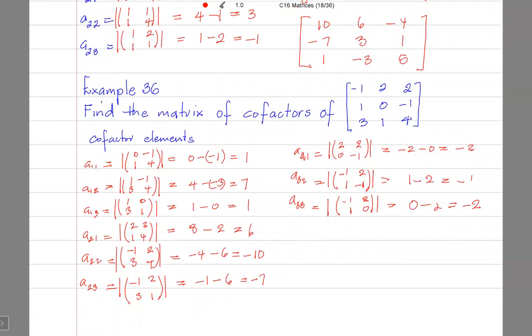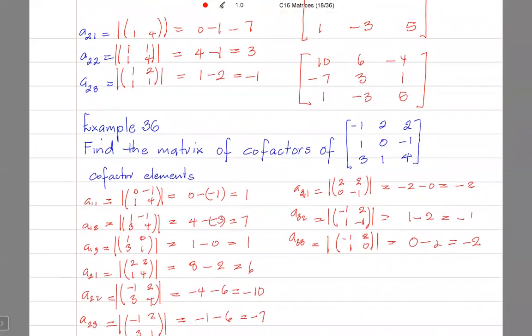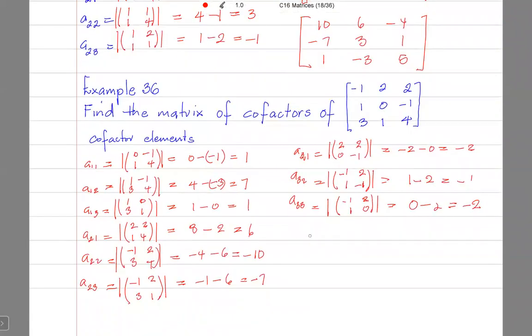And now the matrix of cofactor, utilizing the sign convention. The sign convention is positive, negative, positive. So my matrix of cofactor: positive 1, negative 7, positive 1, negative 6, positive, negative 10, which is negative 10, negative negative 7, which is positive 7, then positive minus 2, which is minus 2, negative minus 1, which is 1, and positive minus 2, which is minus 2. This would be my matrix of cofactor.